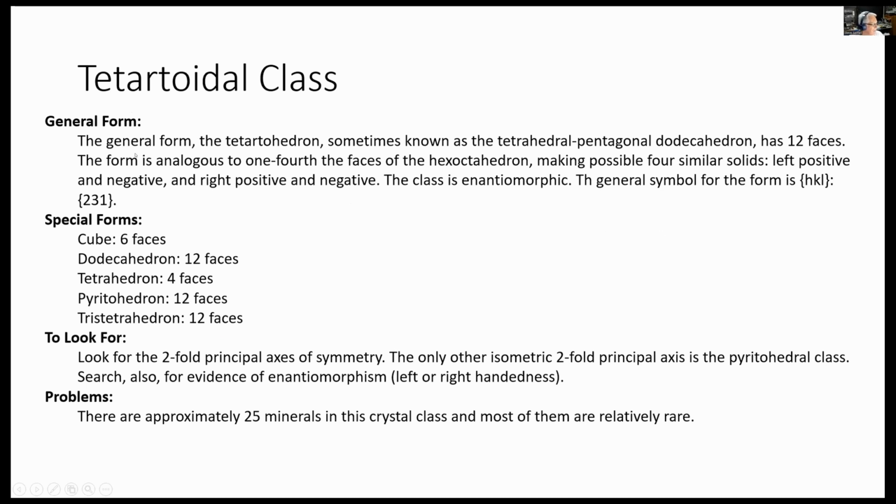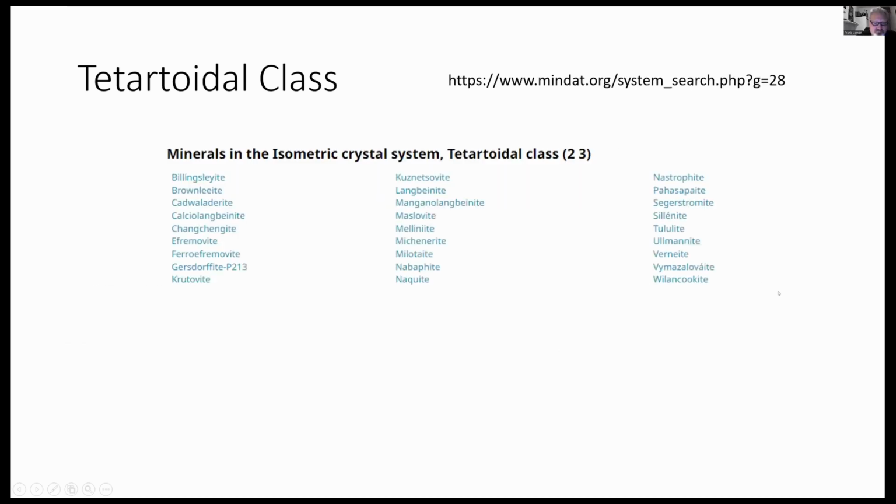Well, here's what the general form is. It's sometimes known as the tetrahedral pentagonal dodecahedron. It has 12 faces, so it's really interesting. And funnily enough, there's our cube again. That makes sense since it's the cubic system. But why is it in each one of the classes, Frank?